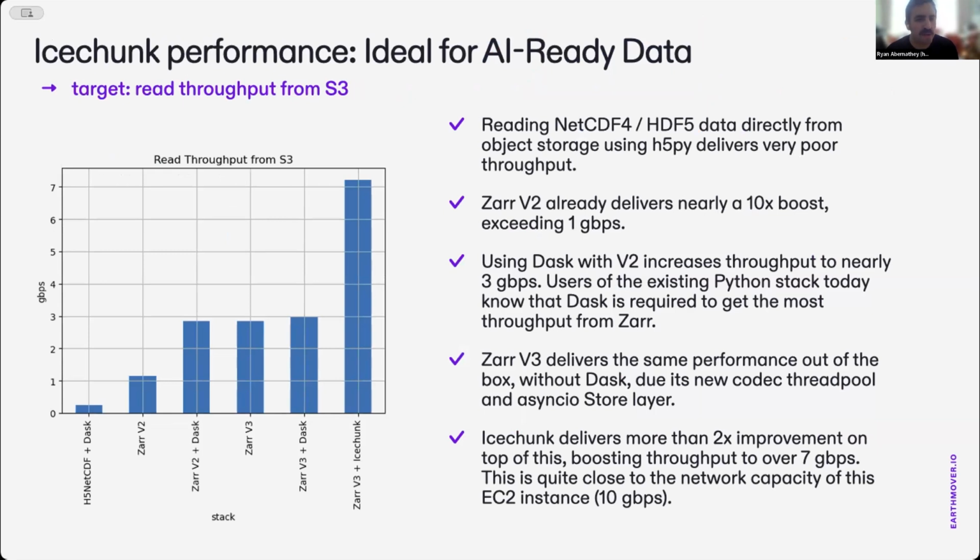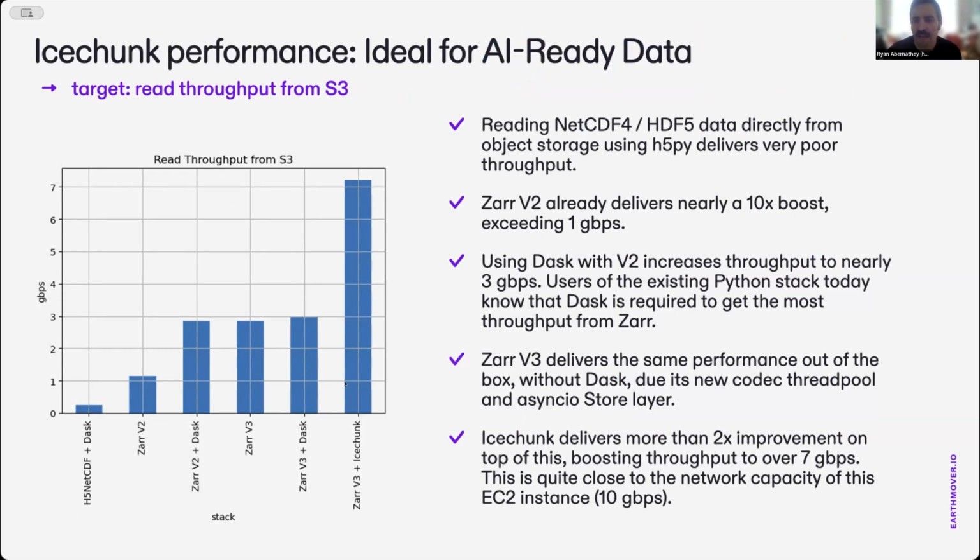Ice Chunk is pretty fast. Of course, I'm not going to go through every detail here, but here we're comparing essentially the time it takes to read data. Here we're directly accessing HDF files without any virtualization involved. So that's sort of our baseline. And we're plotting the throughput in megabits per second or gigabits per second. And so here we're down around 100 megabits per second.